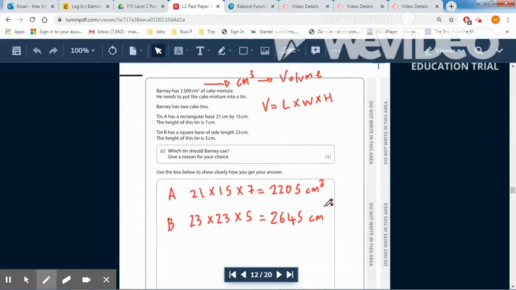centimeters cubed. So which tin should you use? Give a reason for your choice. He needs to fit 2,200 centimeters cubed into it. So in actual fact, he could use either of these. And the mark scheme says you can say either because the cake mixture would fit into both. So it's going to fit into both.